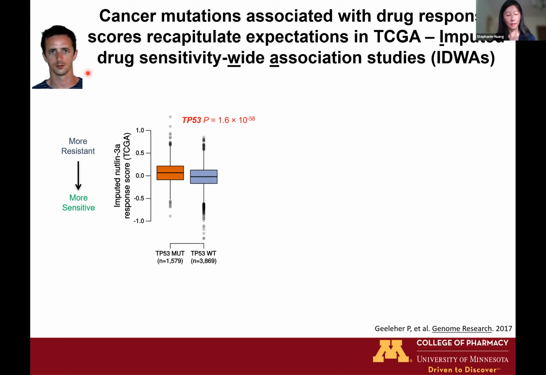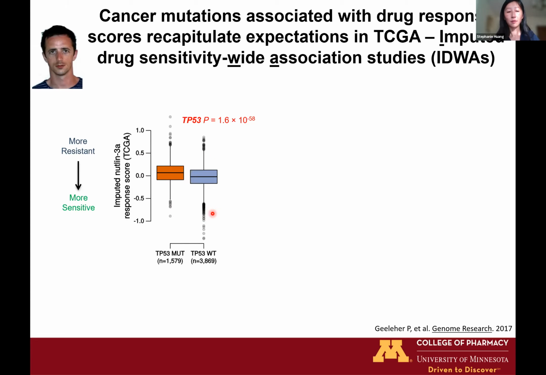This is one of those examples. Nutlin-3 is a drug that is a p53 inhibitor. So in this case, if we imputed the Nutlin-3A sensitivity in TCGA tumors, again, the score, just to orient you, the higher the score, meaning more resistant to this medication, the lower the score will suggest more sensitive towards the medication. In this case, if we stratify patients based on their p53 mutation status, you can see there's a higher average score in the mutated tumors when compared to wild type p53, and this is very significant.